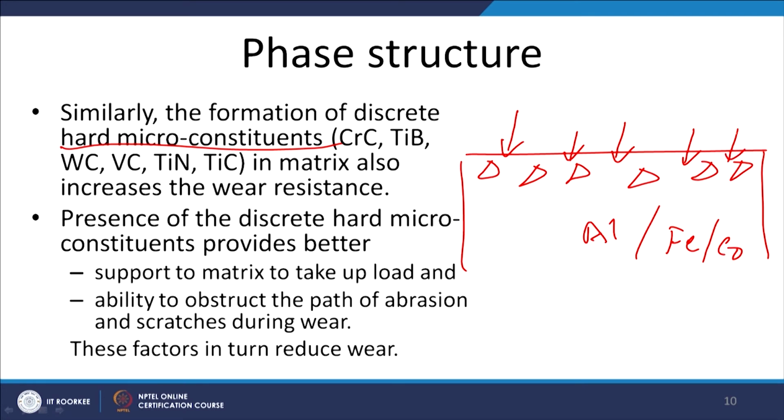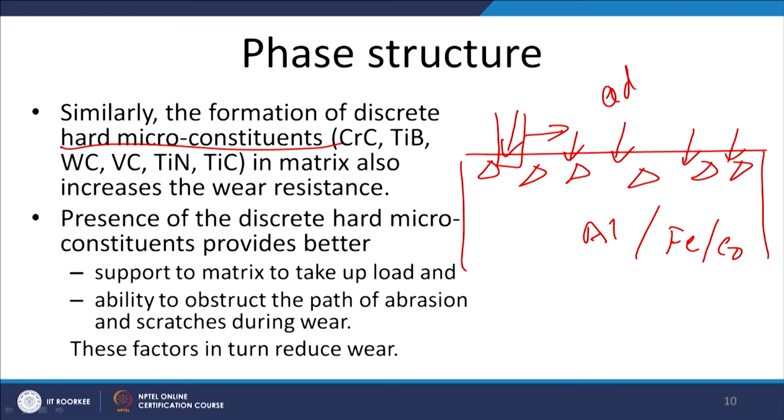These particles, once they are formed, will effectively support the soft matrix against the external load, or they will resist the abrasion also. Say this is the abrasive mark, it has indented, but whenever it moves due to the relative movement, the abrasive particle path will be obstructed by these hard particles. So, they will increase the abrasive wear resistance.